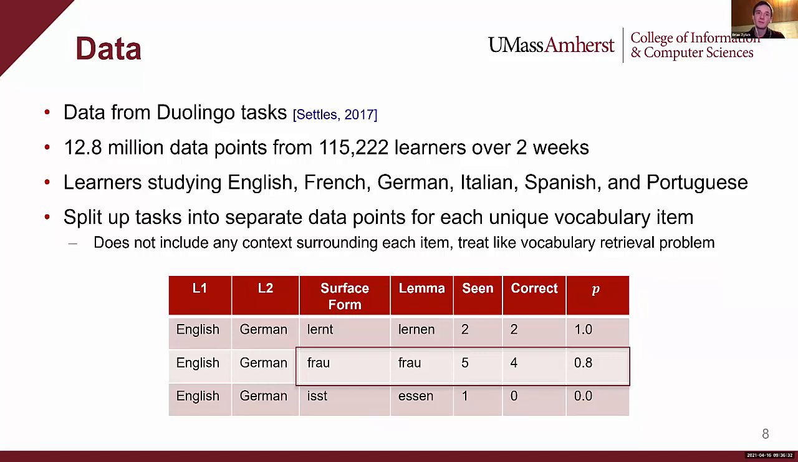For example, if you look at the highlighted row in the table, it shows that this person is practicing the German word Frau. And this word showed up 5 times within the task, and the learner successfully recalled this word correctly 4 of those times. So they get a recall probability of 0.8. And so this is different from many knowledge tracing tasks, because we have a probabilistic outcome instead of a binary outcome.